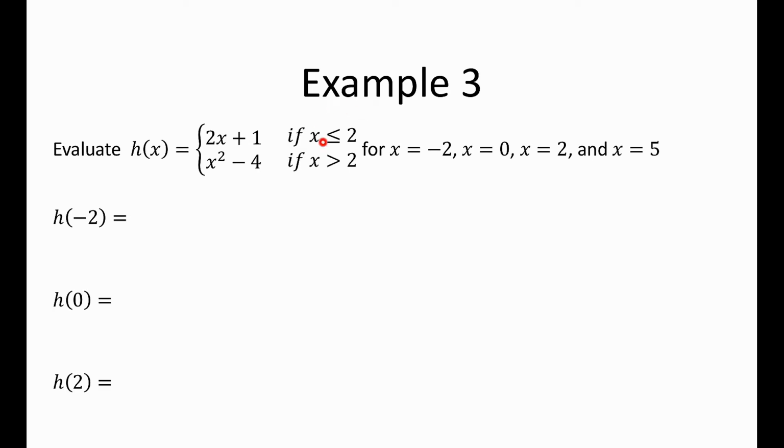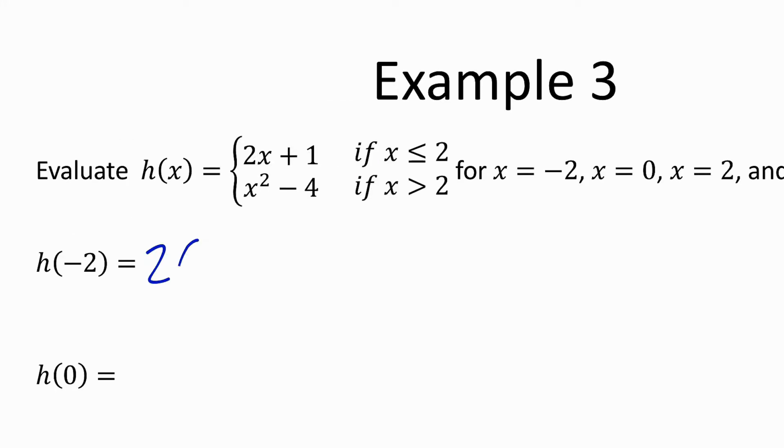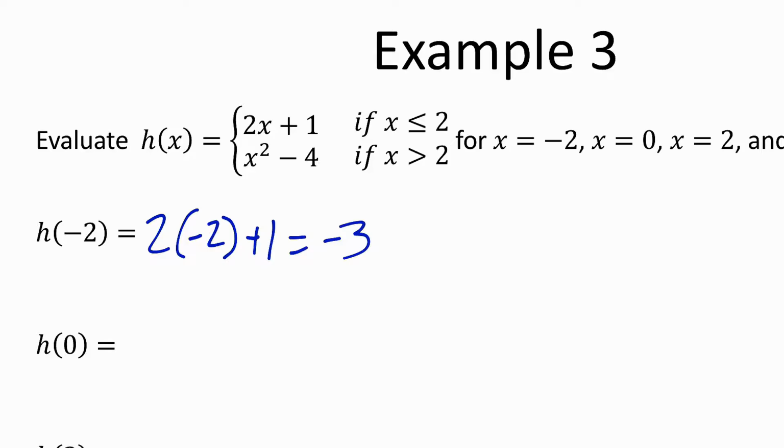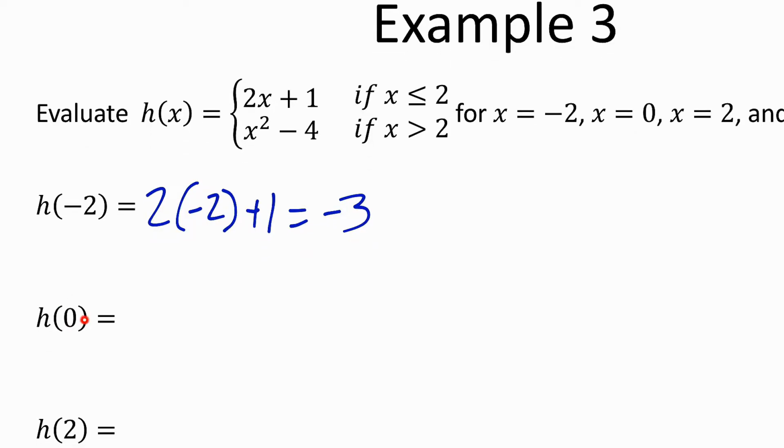Going through this, is negative 2 less than or equal to positive 2? It sure is, so we're going to use that top equation. So we're going to do 2 times negative 2 plus 1. Well, 2 times negative 2 is negative 4, plus 1 gives us negative 3. Next, we're asked to plug in x equals 0. So is 0 less than or equal to 2? Yes, it is. So we're still going to plug that into that first equation as well. So we've got 2 times 0 plus 1. 2 times 0 is 0, plus 1 gives us 1.